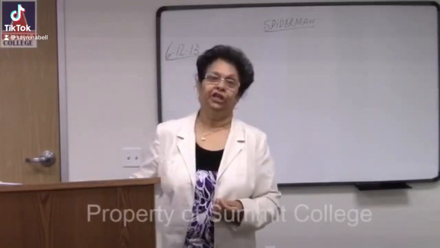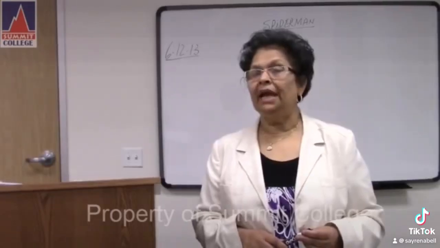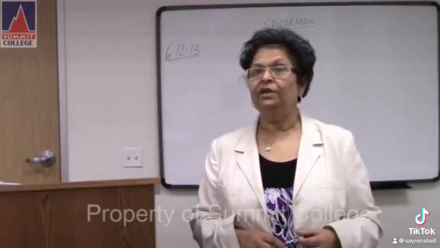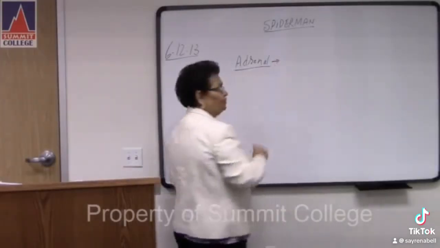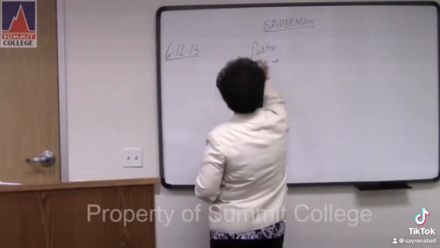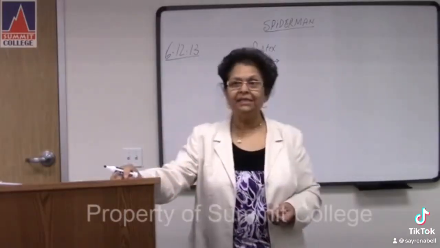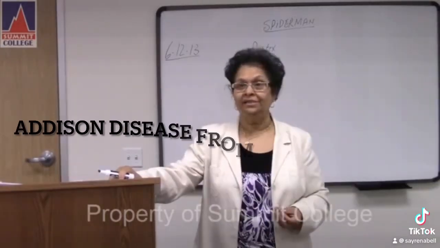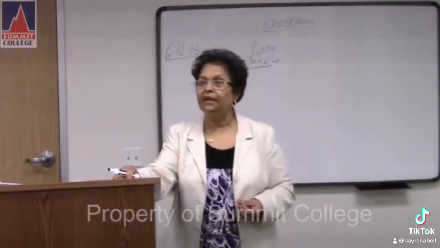Addison and Cushing. This goes in what system? Endocrine system. What gland is affected and what gland is responsible for Addison and Cushing? Adrenal gland. And what part of the adrenal gland? Cortex. The adrenal gland has two parts, cortex and medulla. Addison disease is from what gland? Adrenal gland. What part of the adrenal gland?